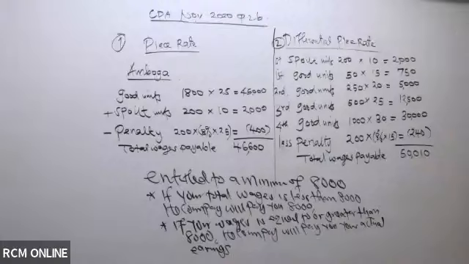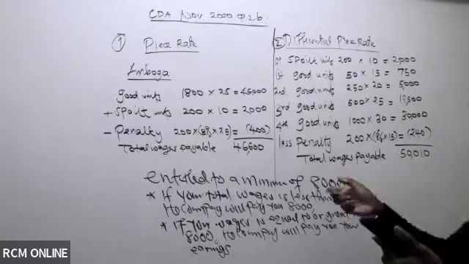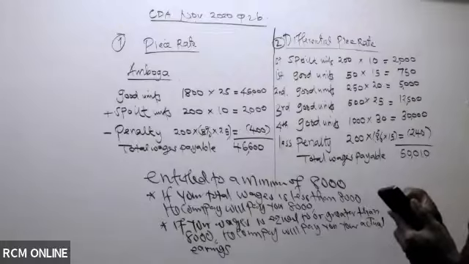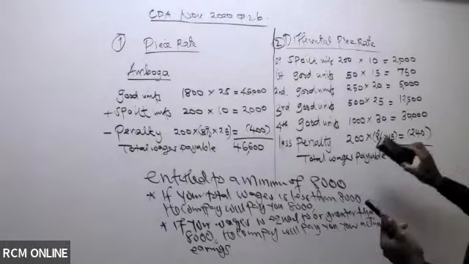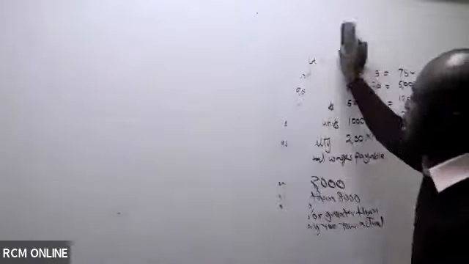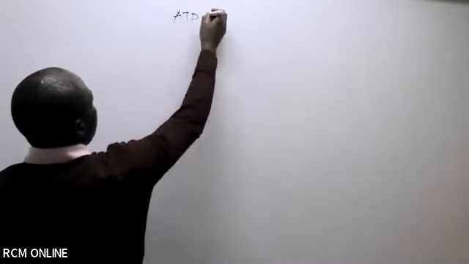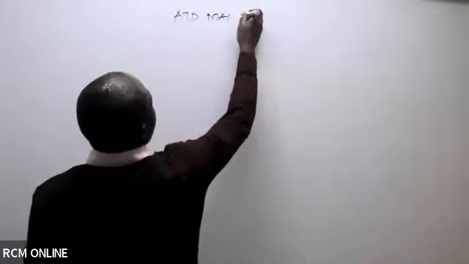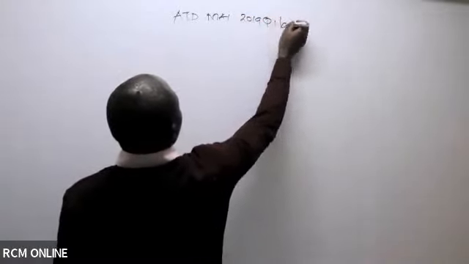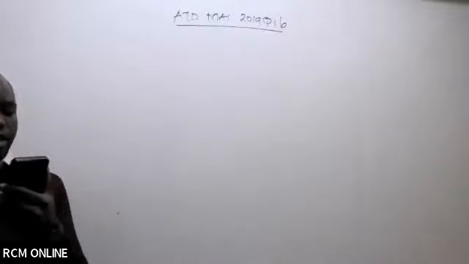Good. So I want us to be fair to everyone. Why can't we go and look at this ATD question, again still from topic number 4. That is May 2019, question number 1B.